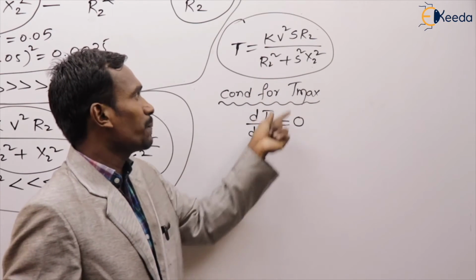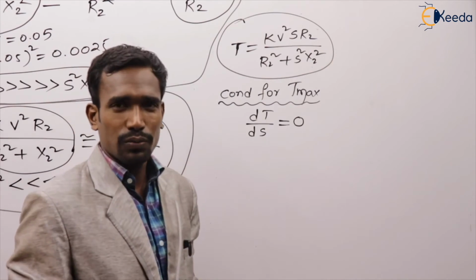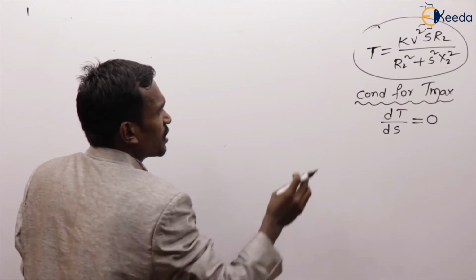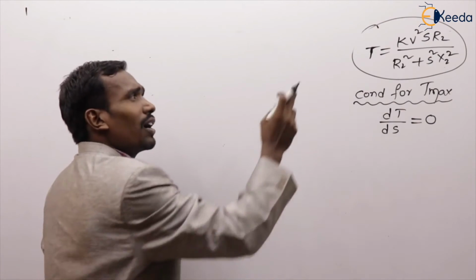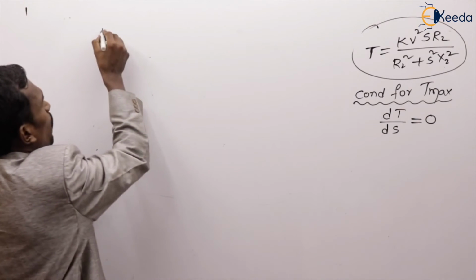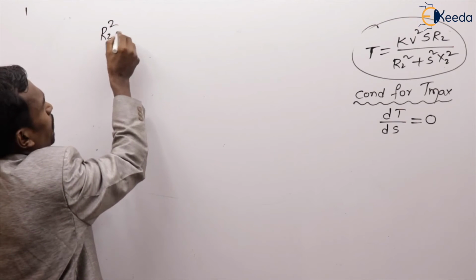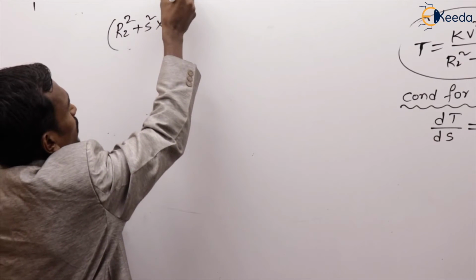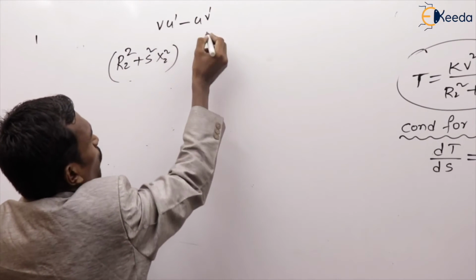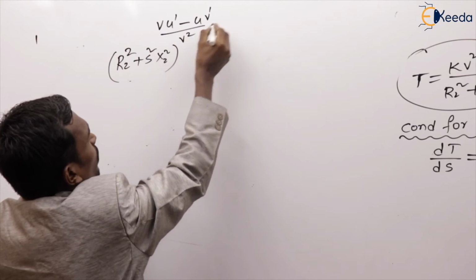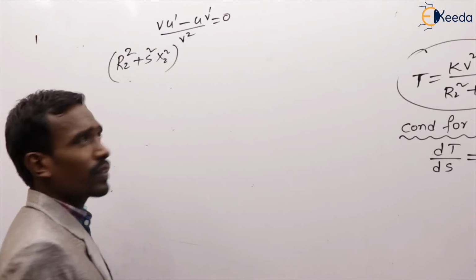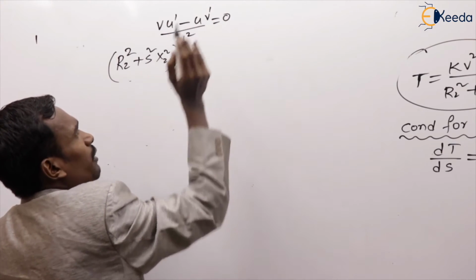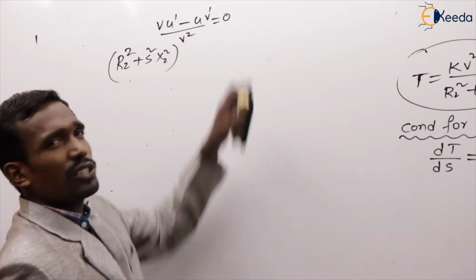Differentiate this equation with respect to S and equate it to 0. Let's see here. What is differentiation? First, U into V dash, or V into U dash. What is V? V is R2 square plus S square X2 square. V into U dash minus U into V dash, divided by V square, is equal to 0.